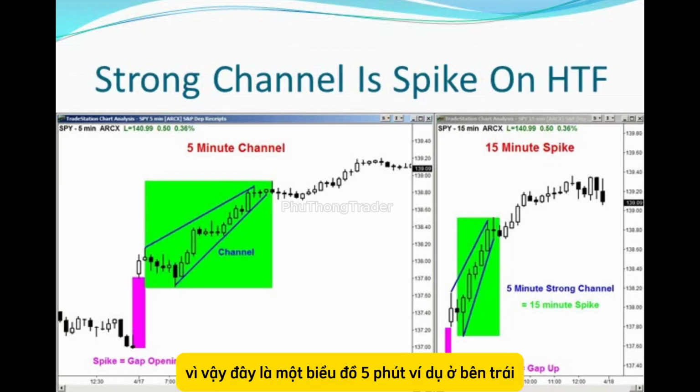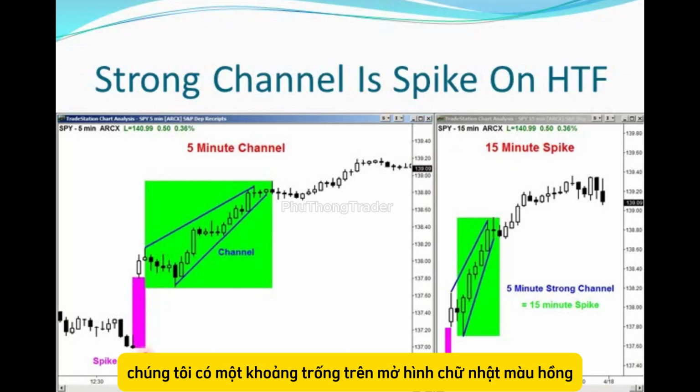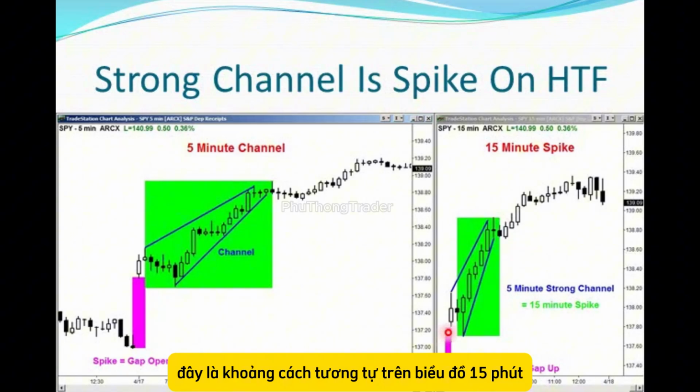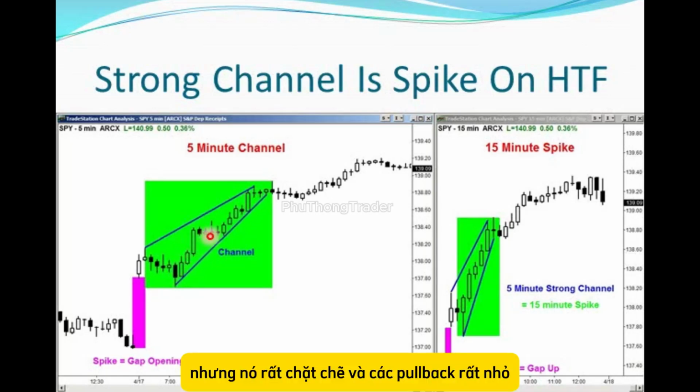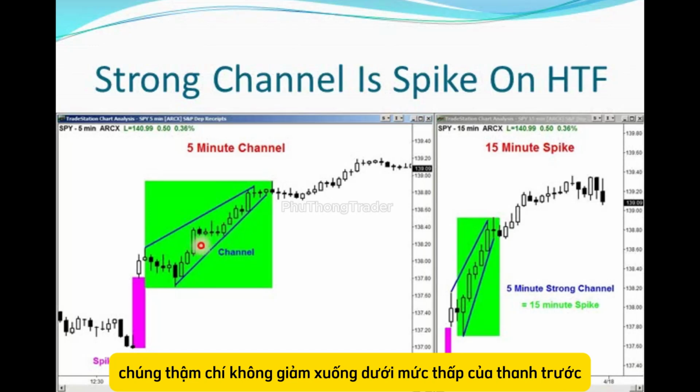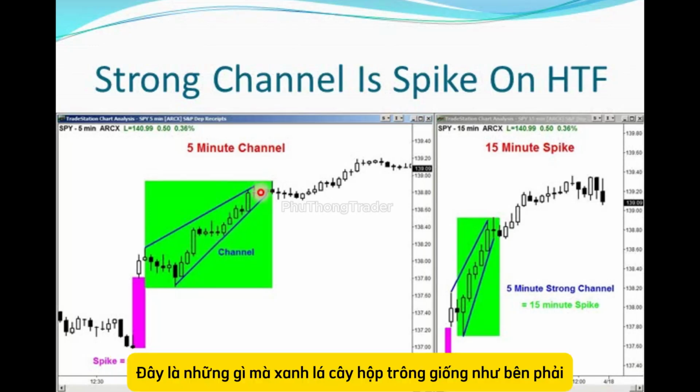So here's an example. 5-minute chart on the left, same chart on the right, 15-minute chart. We have a gap up on the open, the pink rectangle. Here's that same gap on the 15-minute chart on the right. The green box on the right, it's a wedge-shaped bull channel, but it's very tight and the pullbacks are very small. They don't even fall below the low of the prior bar. This is what that green box looks like on the right.